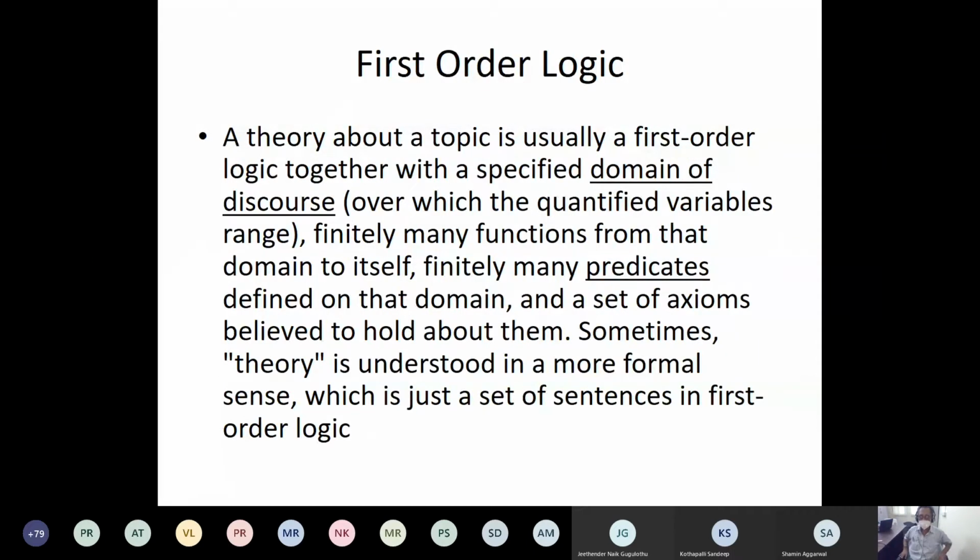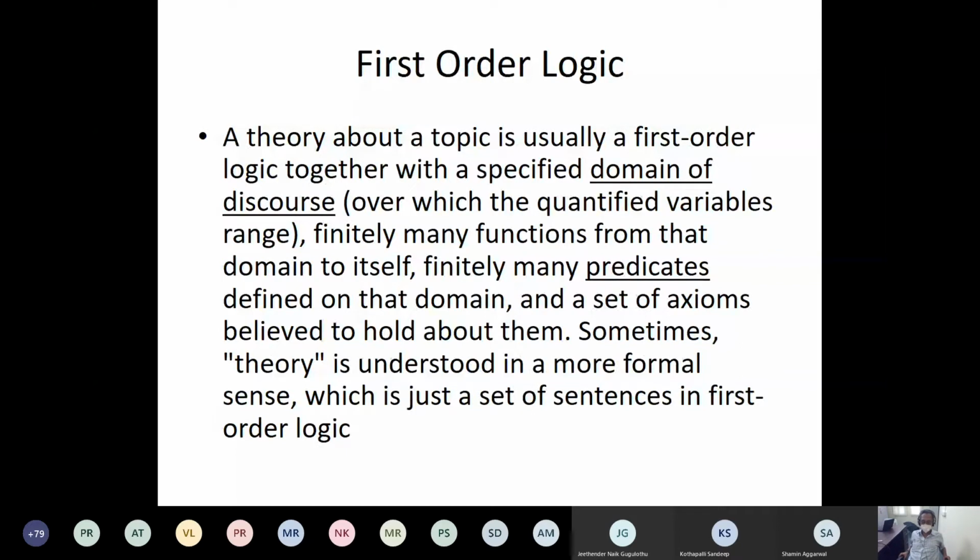A theory about a topic is usually a first order logic, because as you go higher, the expressivity would be higher, but you will not have effective methods. So we use first order logic in all places, together with a specified domain of discourse over which the quantified variables range. Now, if you say for all x, where x is a variable, the domain of x would be this domain of discourse.